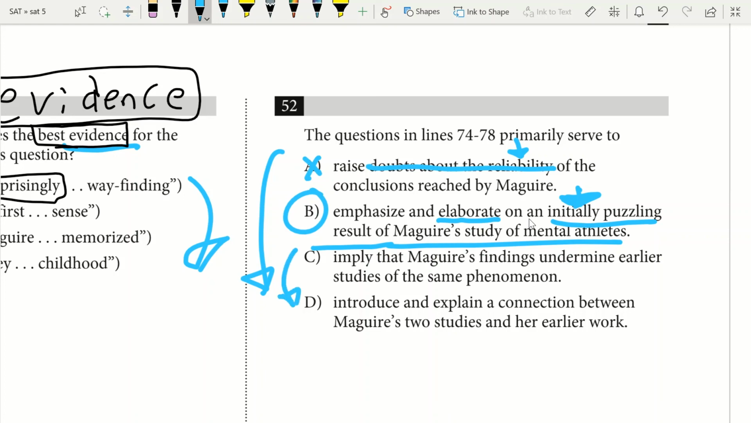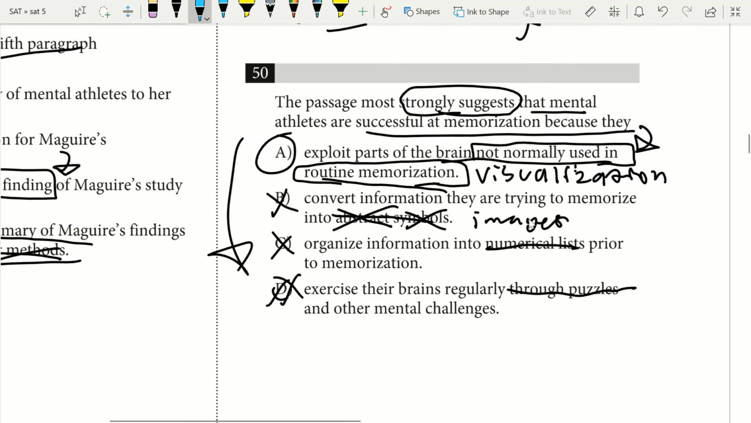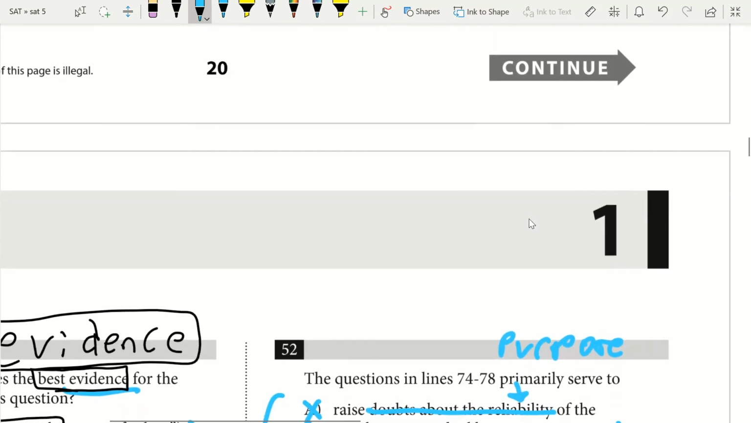As far as why C and D are wrong, let's cover that real quick. C says imply that McGuire's findings undermine earlier studies of the same phenomenon. Okay, we are not implying that they are undermining earlier studies, so we can get rid of C. D, introducing and explaining connection between McGuire's two studies and her earlier work. We are not introducing and explaining a connection there. At that point, all that we're doing is emphasizing that initial puzzlement behind why they're doing this. We're not sure. We're not really connecting them there. We are just showing that it's surprising. Okay, so B would be our correct answer here. This is a purpose question as well. I forgot to say question types on these last couple, but maybe I did. I think I got question types on most of them.